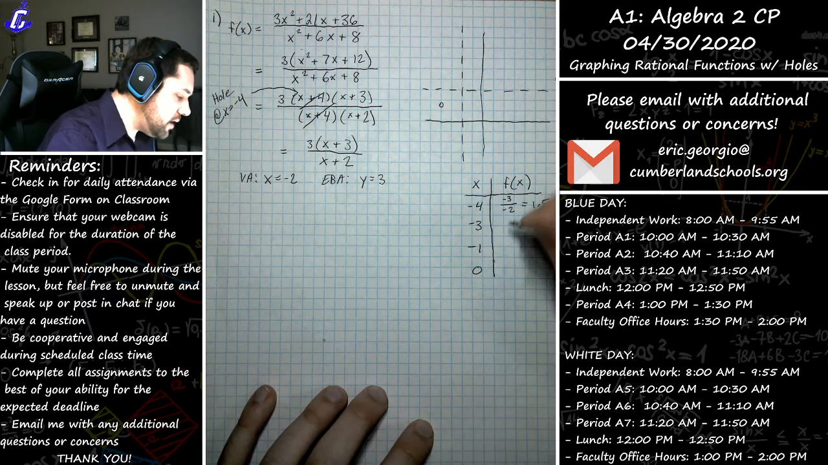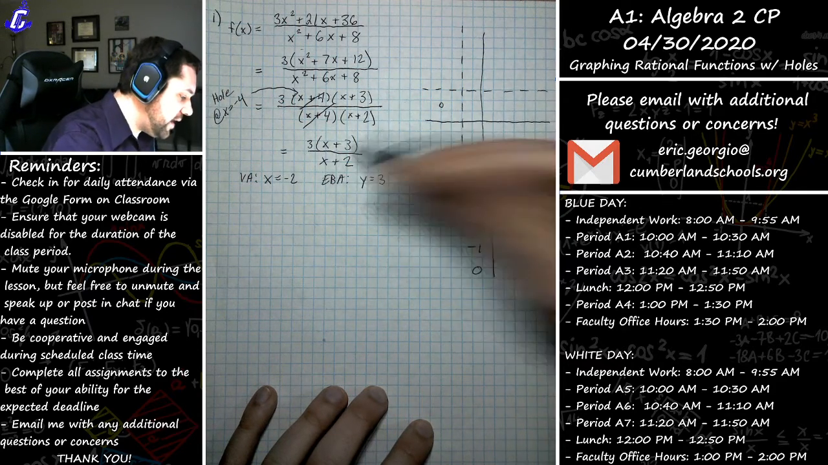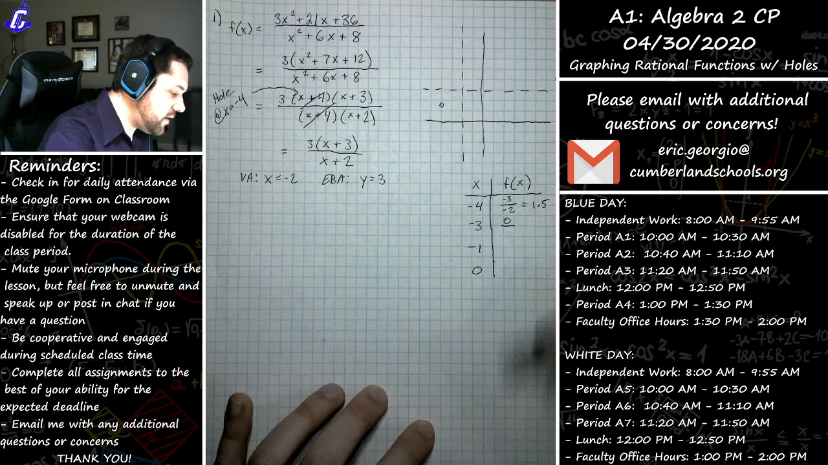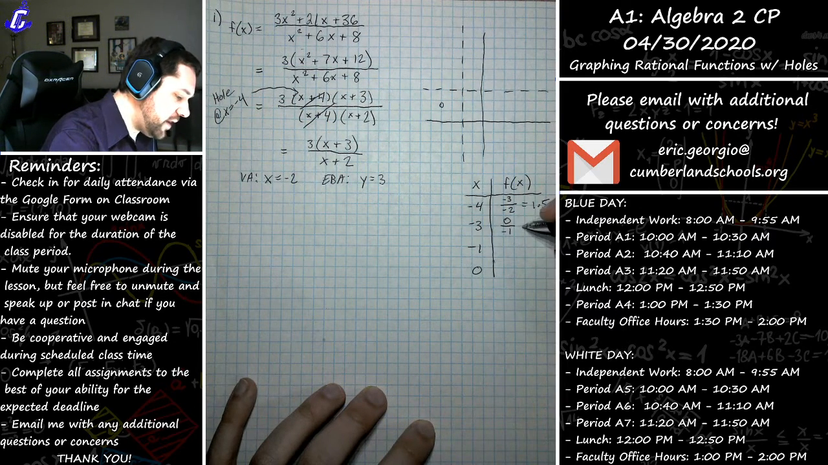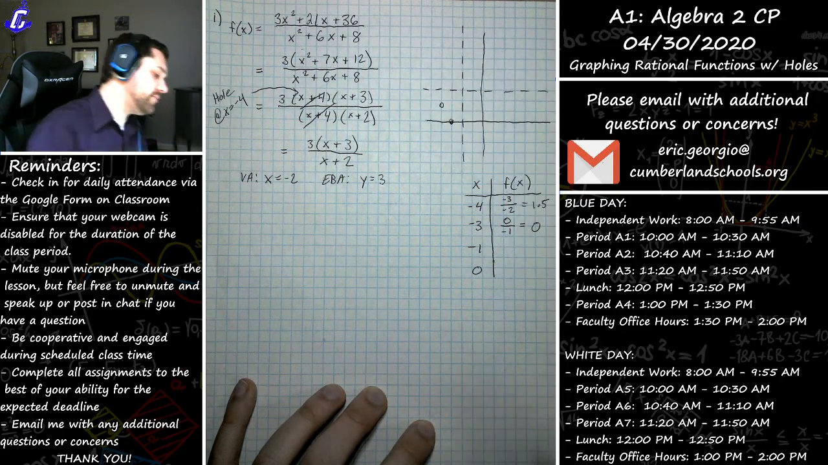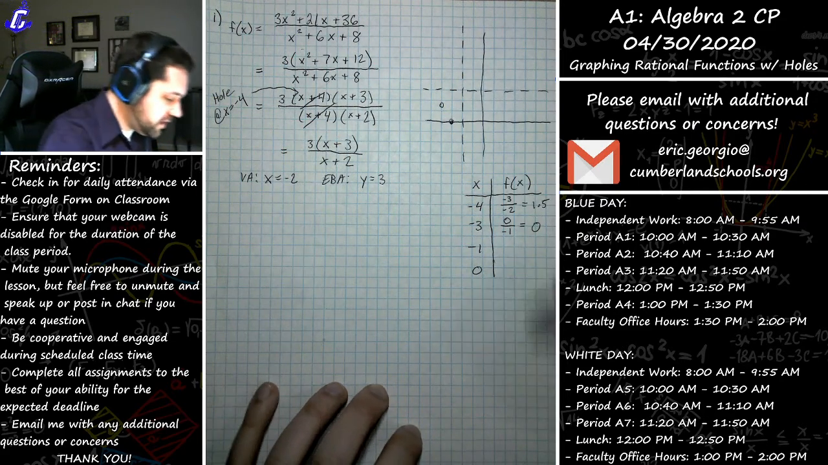Negative 3 then goes in. Going back to our plugins, in the numerator, I get negative 3 plus 3, which is 0, and 3 times 0 is 0. In the denominator, negative 3 plus 2 is negative 1, so I get 0 divided by negative 1, which is 0. Point right there. That's now just a regular old closed circle.